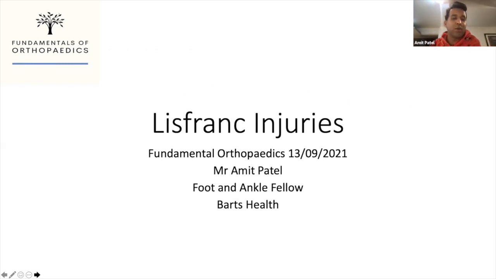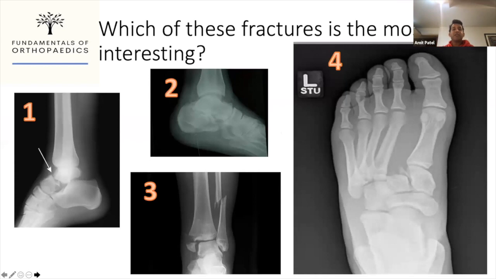Super loaded question to begin with. Which of these fractures is the most interesting fracture in this evening that we're going to talk about? 1, 2, 3, or 4, let me know. So 1 should have a talus fracture, which obviously we've talked about, but you get asked the same thing in the trauma meeting all the time, blood supply and Hawkins.